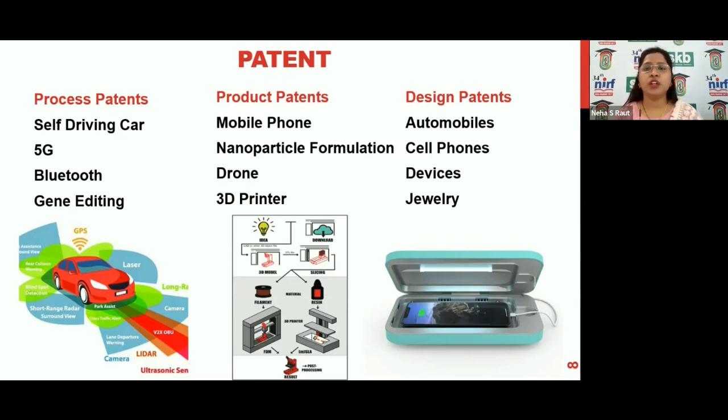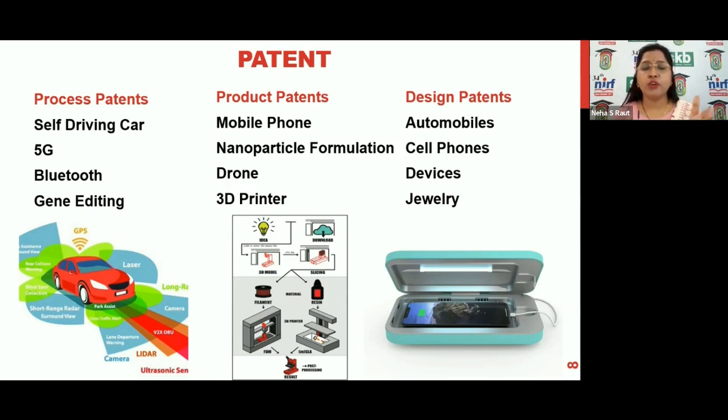And design patents. It is very well known in automobiles, like Ferrari, the different cars, Audi, right? They have different designs which attract people more. Cell phones, that iPhone, right? Then different devices, jewelry. This all comes under the design patent. Even the mobile sanitizers during COVID, we have seen so many designs for this, designed as per the requirement of the phone. That comes under the design patent. So these are the different inventions that we can protect under process patents, product patents, and design patents.